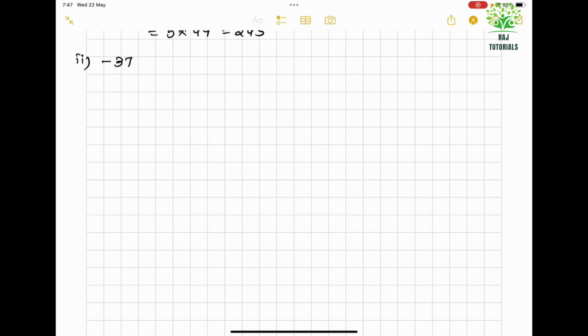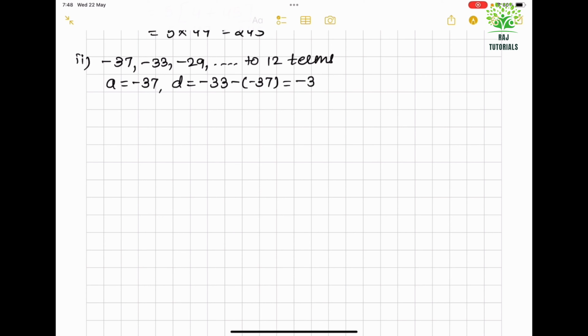Minus 37, minus 33, minus 29, to 12 terms. So A equal to minus 37, D equal to minus 33 minus of minus 37. So that is minus 33 plus 37. So 4, and n is 12.